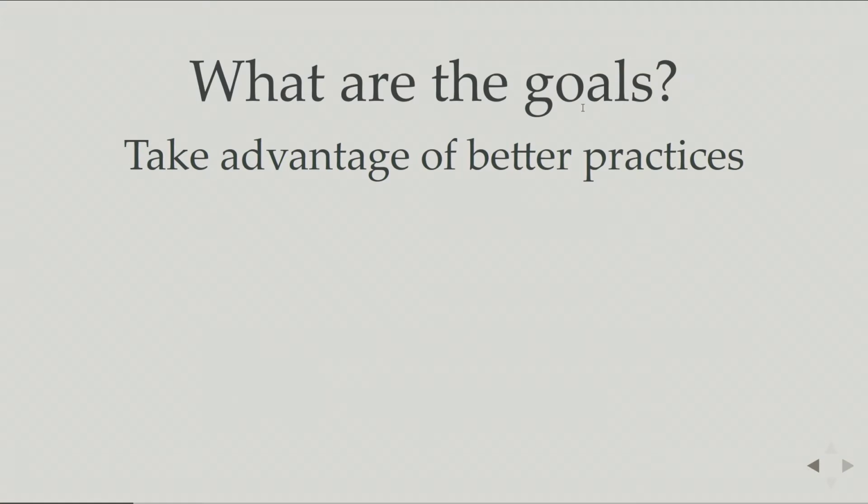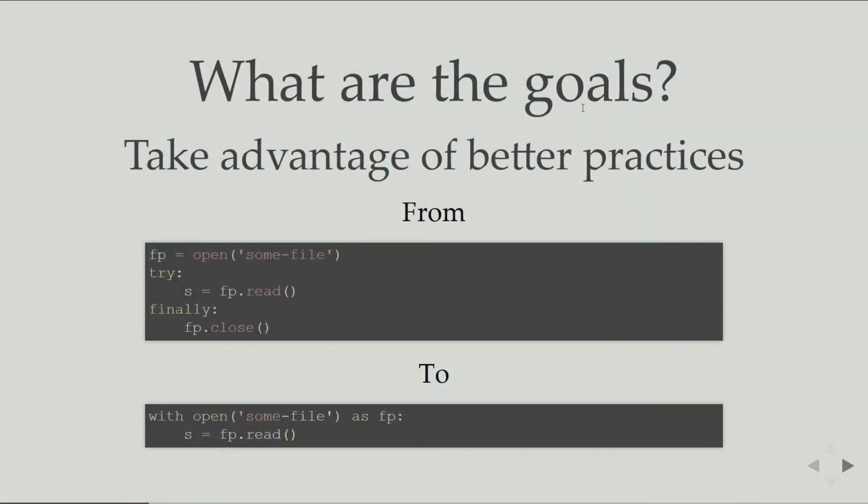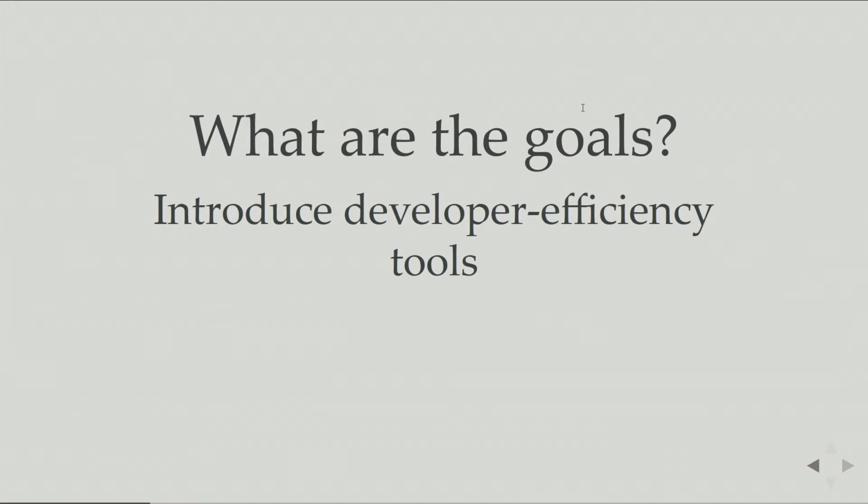So what are we trying to achieve? Well, we want to be able to take advantage of better practices. This used to be a good way to read a small file into memory in one go. This is not bad code, but it's kind of error-prone, it's kind of annoying, and there's a much better way, which is this, which you can do with newer Python. You want to be able to take advantage of that because that code is nicer and it's harder to introduce problems into it. Also, you want to introduce developer efficiency tools.